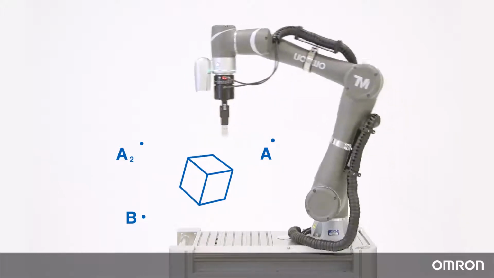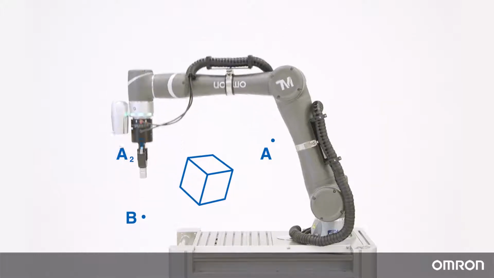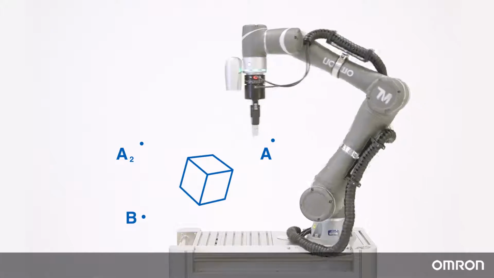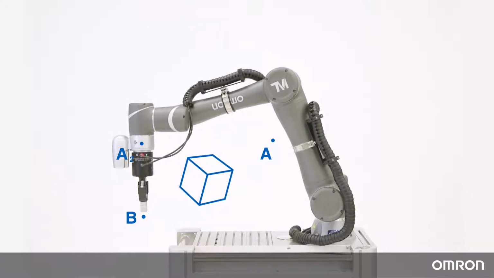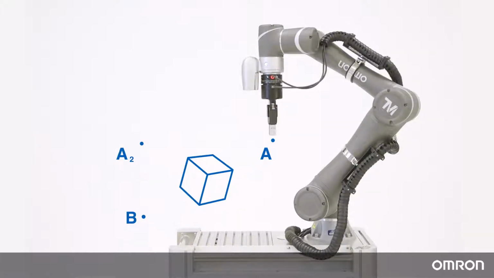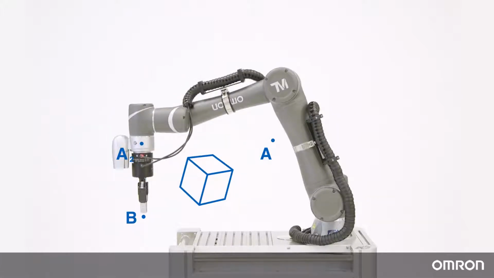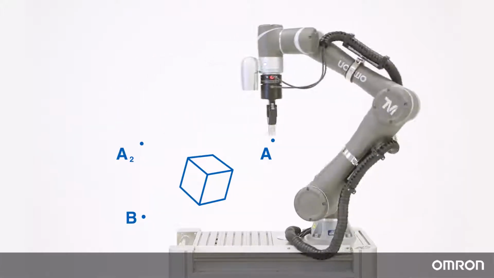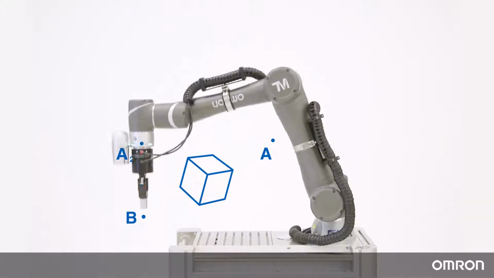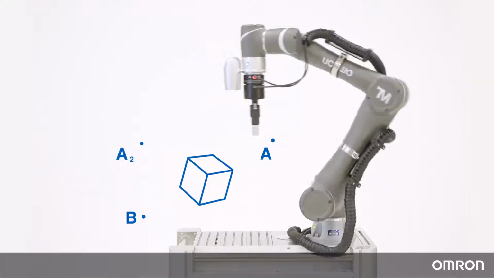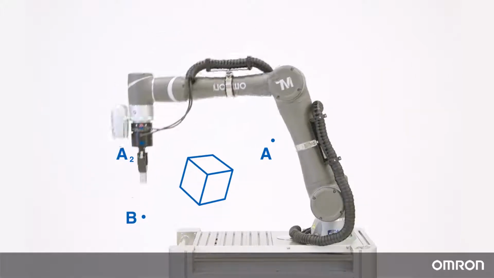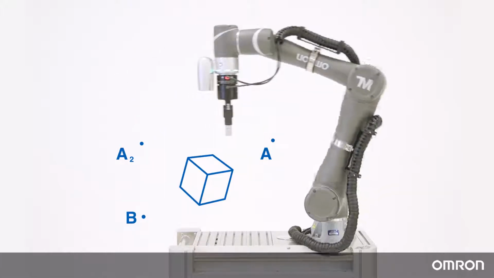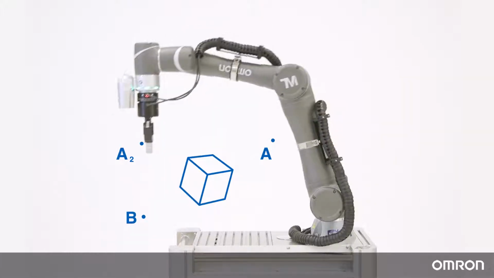Without blending, the cobot would move from point A to exactly where point A2 is, come to a complete stop, and then move on to point B. With blending, the cobot will pass near point A2, but does not stop precisely at this location. Blending is useful when accuracy at the intermediate point is not necessary. By using blending, we can reduce wear on the motors and shorten cycle times.